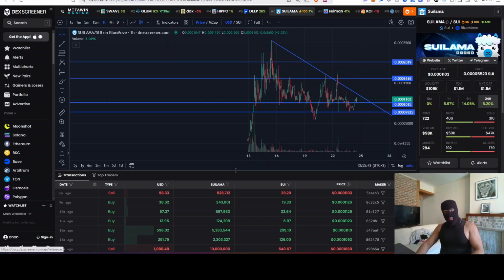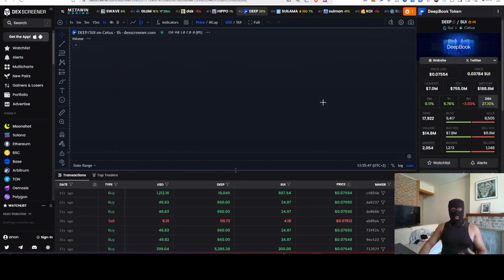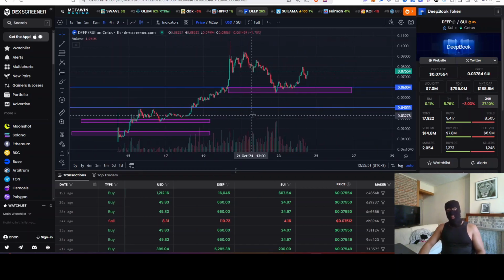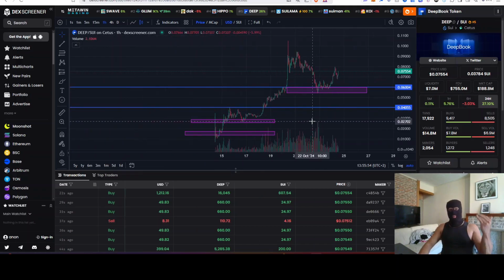Now, if you want to talk about utility coins, this is now number one on Sui. You can see it's currently at 188 million. We called it at around 60, 70 million in our VIP group.